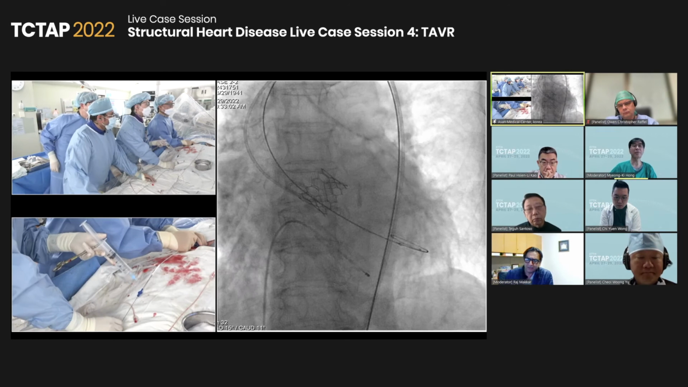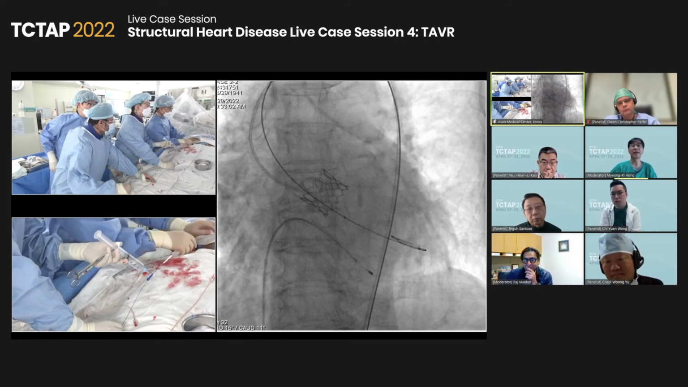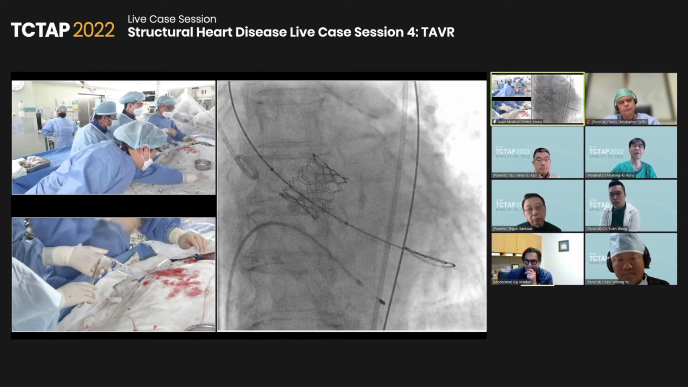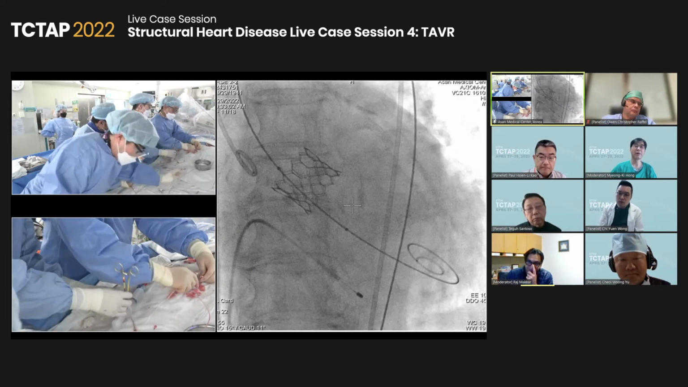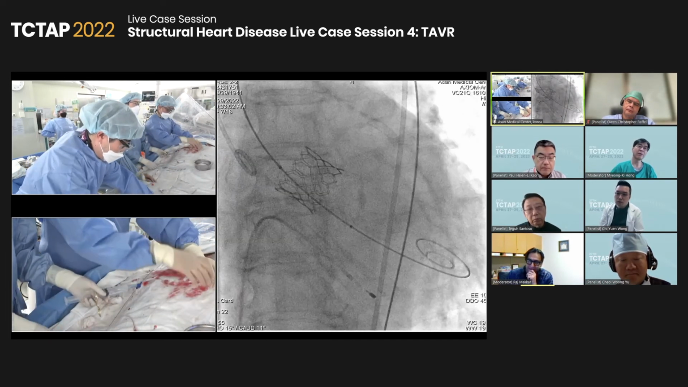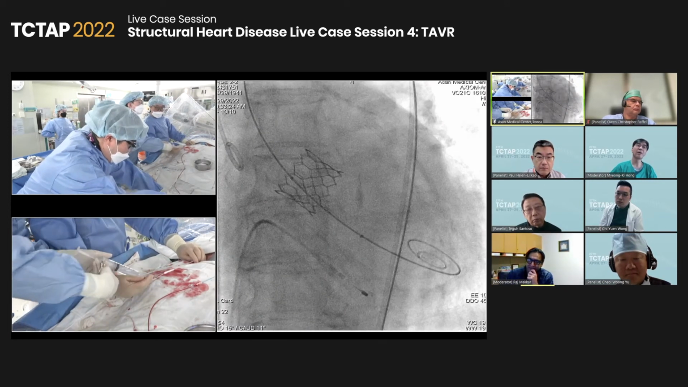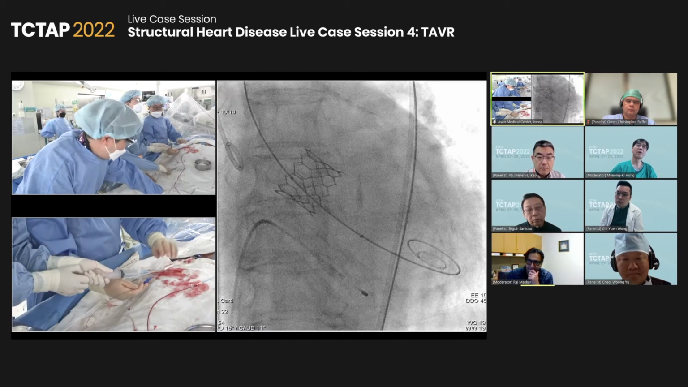Is it based on the native aortic valve or valve-in-valve cases? Okay, you got it. Even though this is a 23, right? I think it would be interesting. I don't think the diameter was 23 when they did the CT.